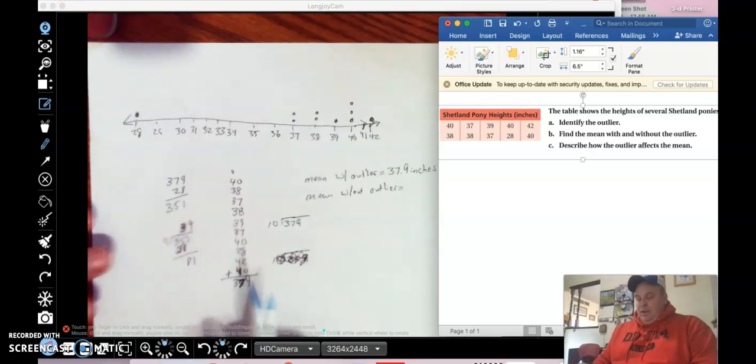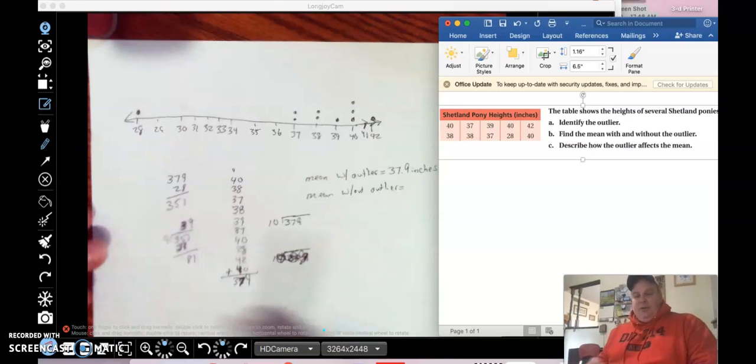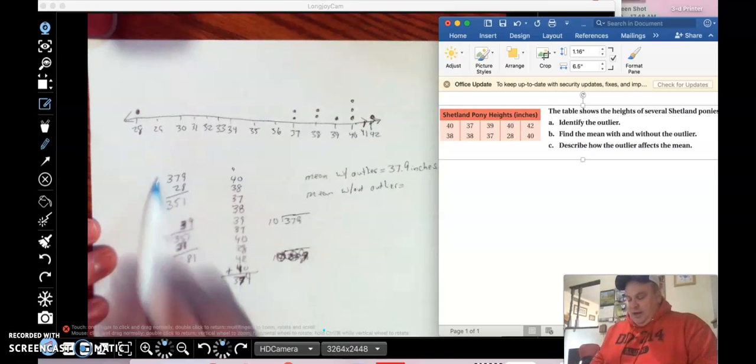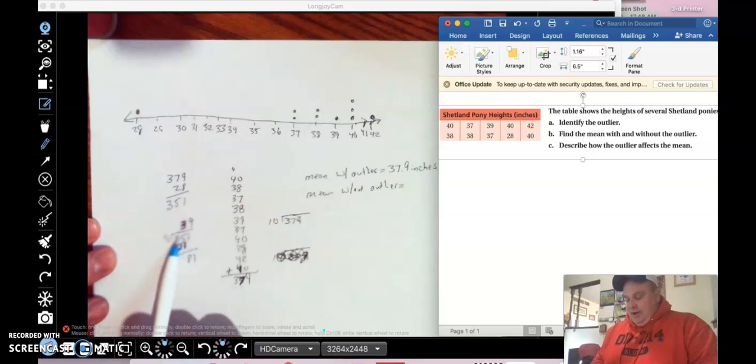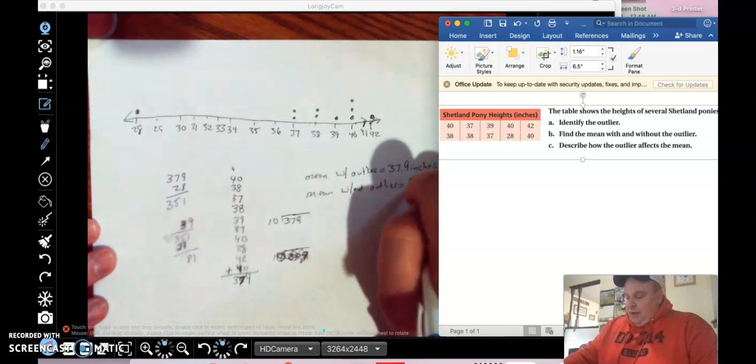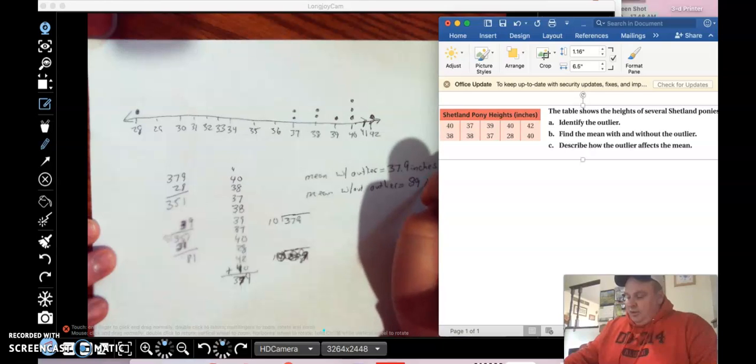Okay, so I said you had to figure it out without the outlier. So I took my 379, I subtracted my 28, I got 351, and then I divided 351 by 9 because there's only 9 numbers now. 351 divided by 9 is 39. So our mean without the outlier is 39 inches.